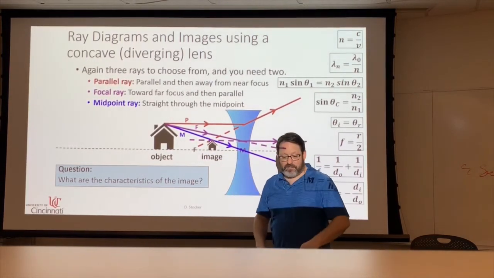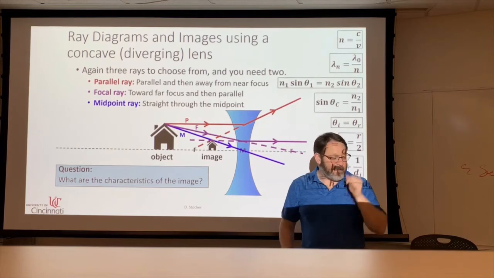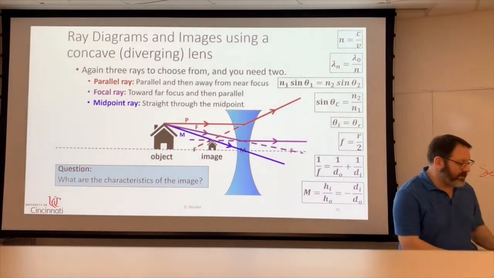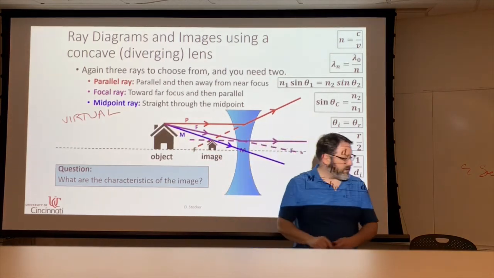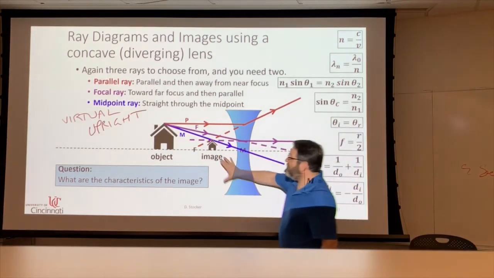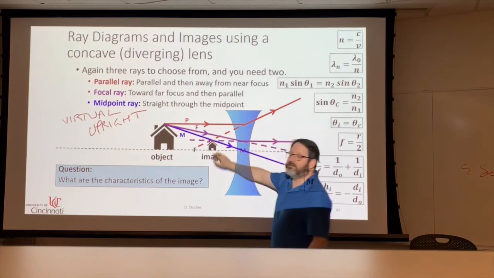So in this image, because we needed dotted lines to get there, you know that the image has to be virtual. It's upright, still the same direction as the other house. The image, the magnification is reduced.